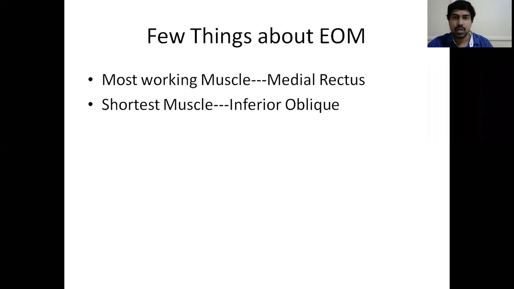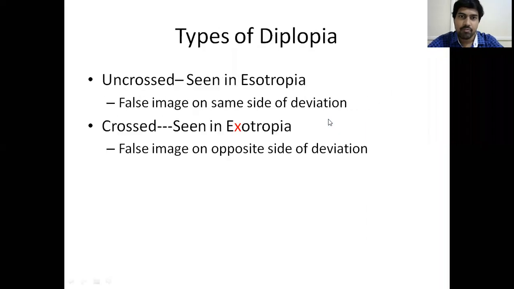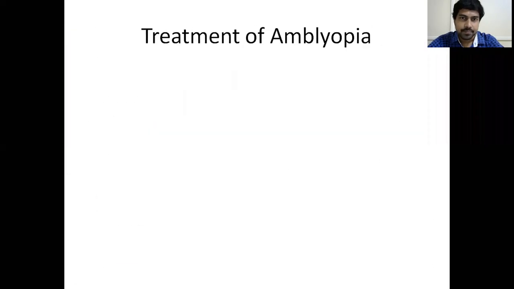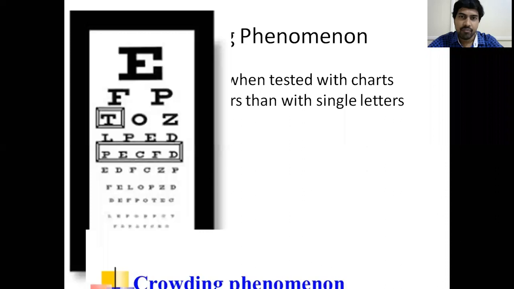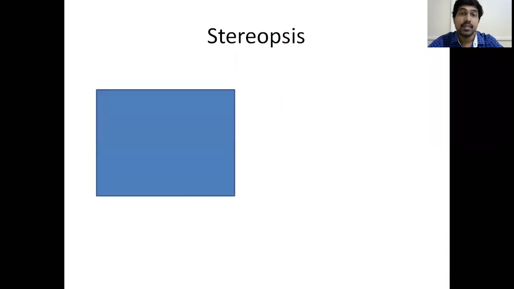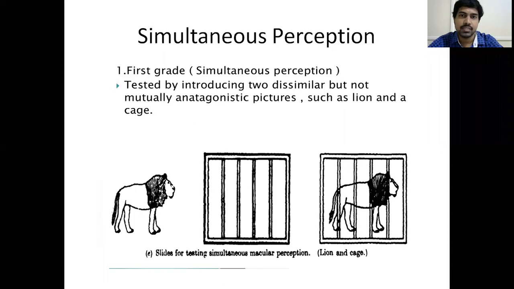I think the time is also up. Any doubts you have? It's all a little confusing. You just learn about amblyopia and diplopia and Hering's law and Sherrington's law. That much is enough for you. The rest I told you for concept purposes. For your examination, they will ask the types of diplopia, the amblyopia definition, the diplopia definition, and the grades of binocular vision: simultaneous perception, fusion, and stereopsis.